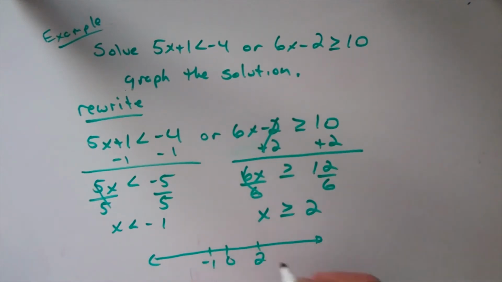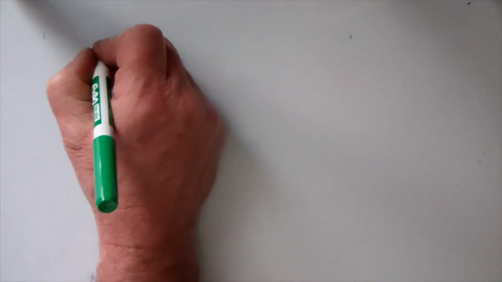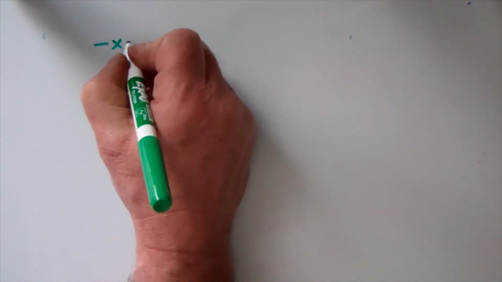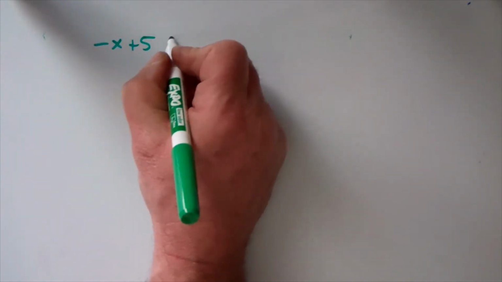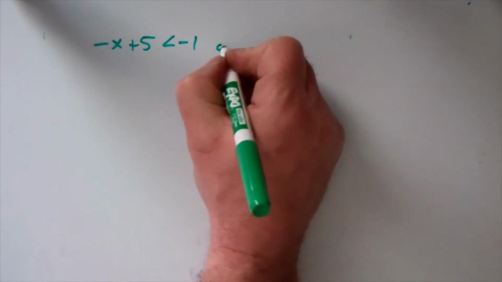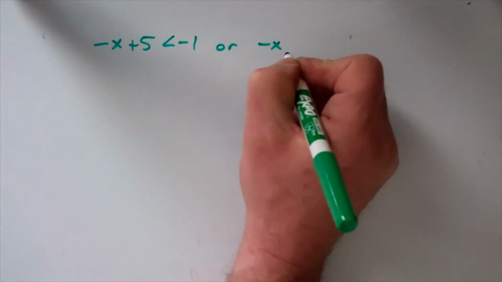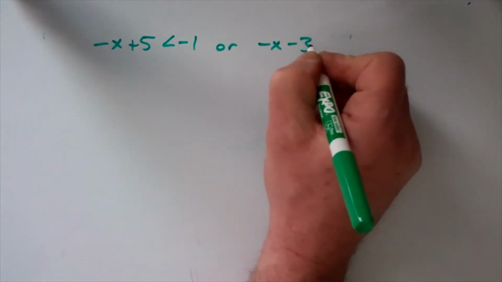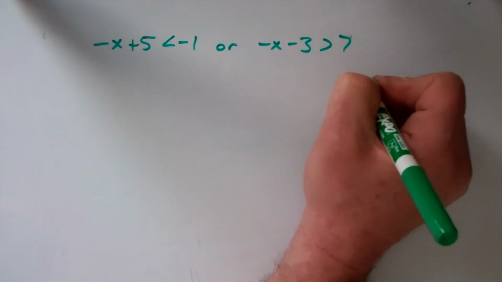Now you just draw the number line, put in the appropriate numbers. So I have x < -1, or x ≥ 2. Now next problem, I have -x + 5 < -1, or -x - 3 > 7.